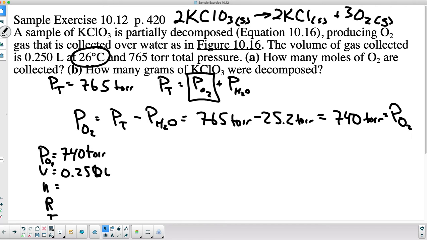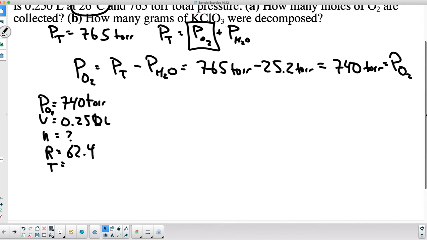with significant figures. That's what we're looking for. If I have torr, my R value then is 62.4. You know what that is? That's torr times liters. When I have degrees Celsius, as in 26 degrees Celsius, I simply add that to 273, and whatever I get there then is going to be my temperature, like that.